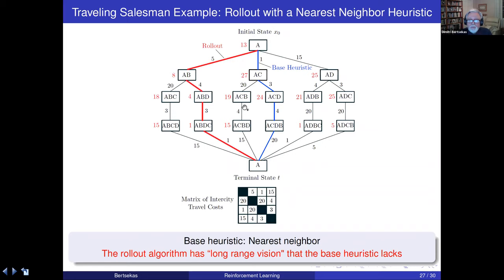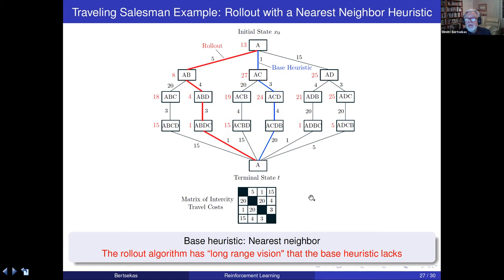Here we have four cities, A, B, C, D. And the intercity travel cost is what you see here in this matrix. So to go from A to B, it's 5 units. To go from A to D, it's 15 units. These are the costs going from B to A, C, and D, and so on.